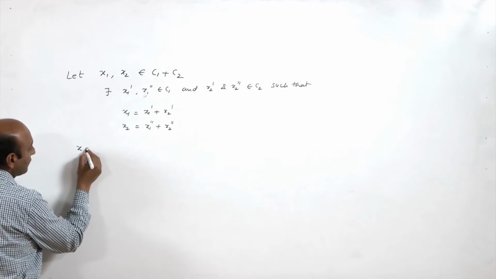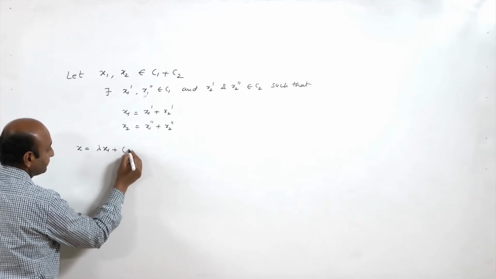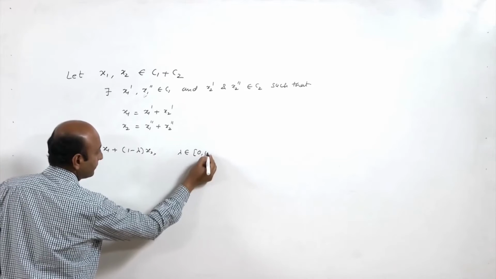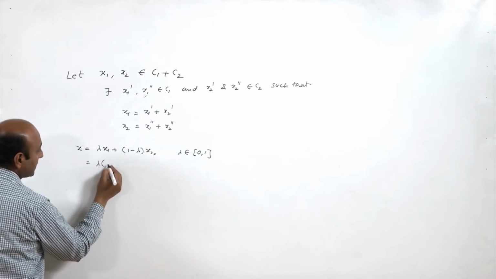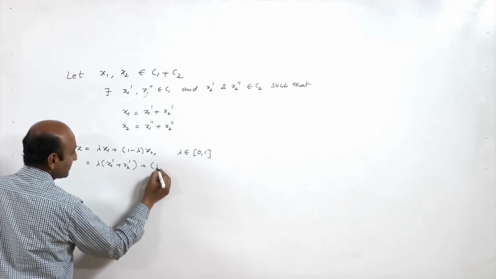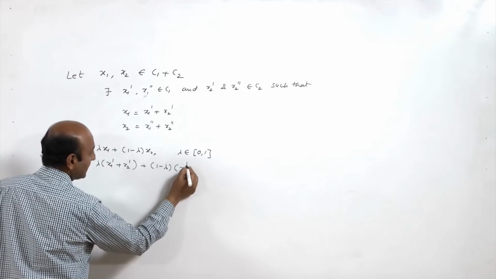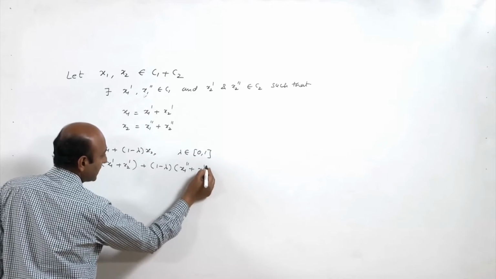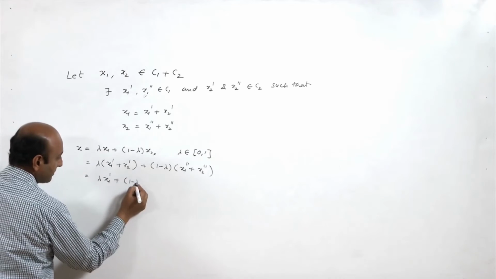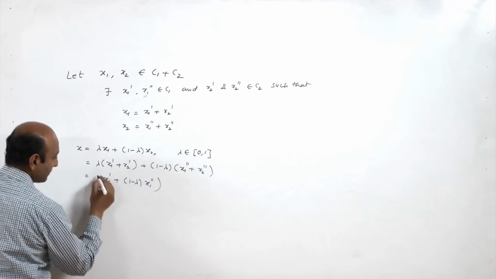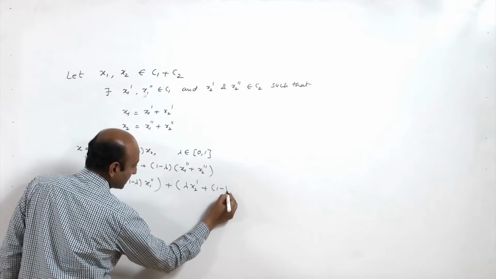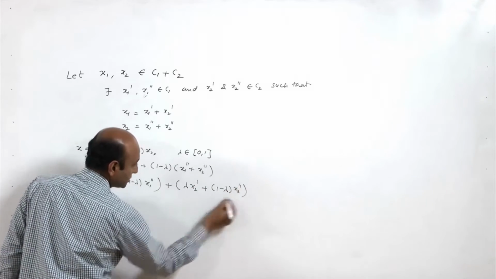Now, you take a convex linear combination of these 2 points for lambda between 0 and 1. This is nothing but lambda times (x1' plus x2') plus (1 minus lambda) times (x1'' plus x2''), and this equals lambda x1' plus (1 minus lambda) x1'' plus lambda x2' plus (1 minus lambda) x2''.